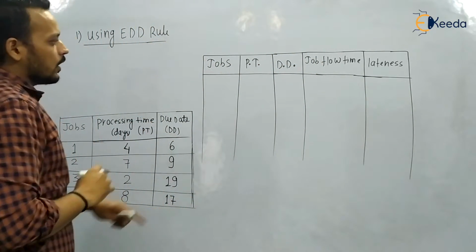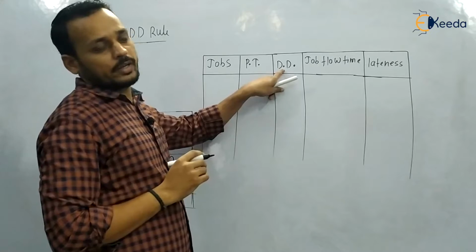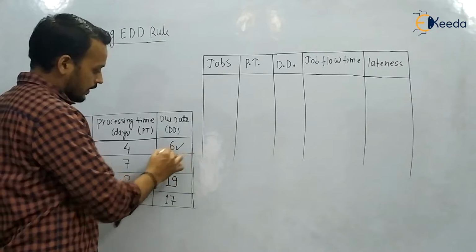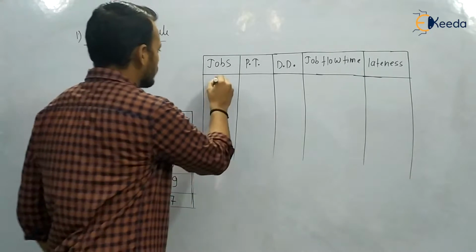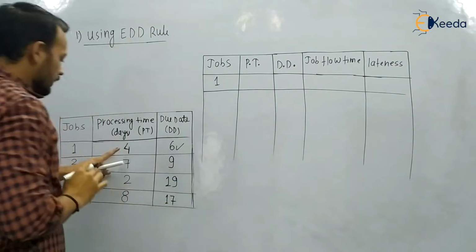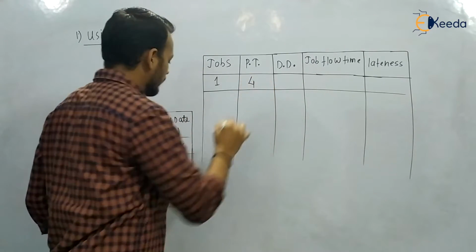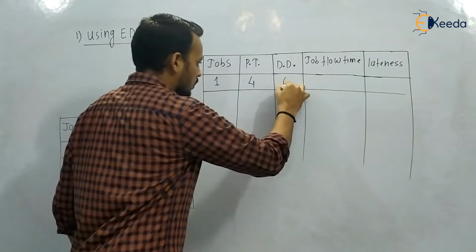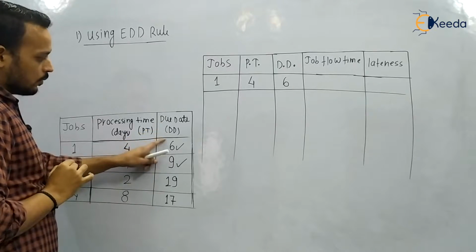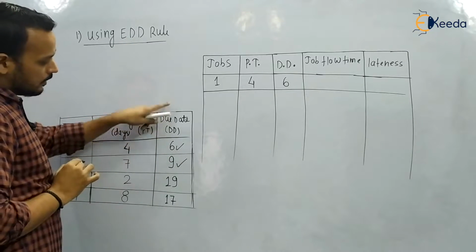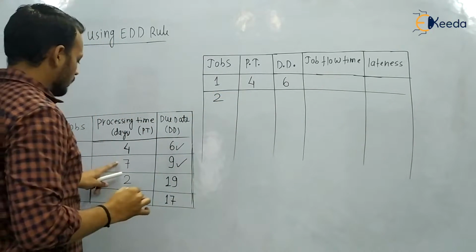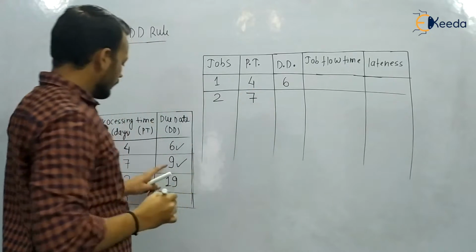We have to arrange the jobs in increasing order of their due date, so we choose the smallest. The smallest is 6, which is for job number 1. So we write job 1. The processing time for job 1 is 4 days, so we write 4, and the due date for job 1 is 6 days, so we write 6. Now the next higher is 9. We are following the earliest due date, so I am looking at the due date column only. It is for job number 2. The processing time is 7 and the due date is 9.